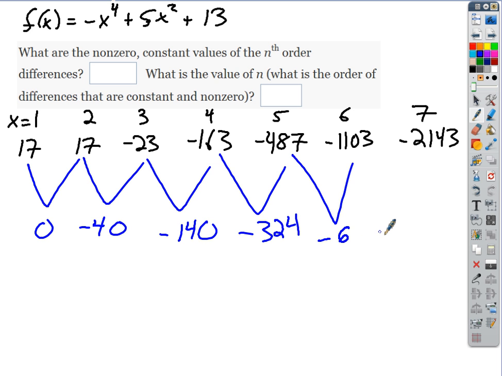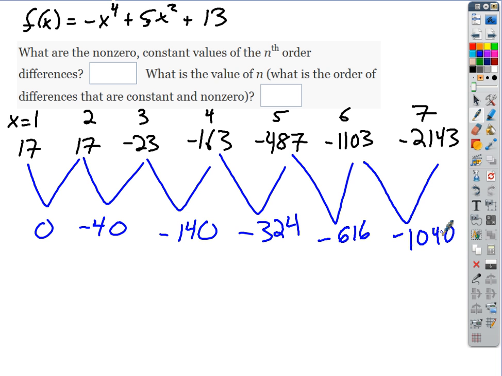6, 13, 6. What is it? 6, 16? Is that right? That doesn't seem right. Somebody got a calculator? Help me out here. Negative 1103 minus negative 4, plus 487. Negative 616. Oh, okay, it is right. All right. And then negative 1040. Is that right? Okay.